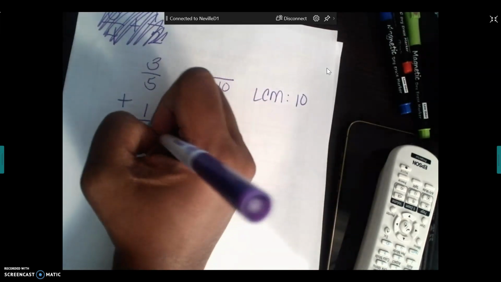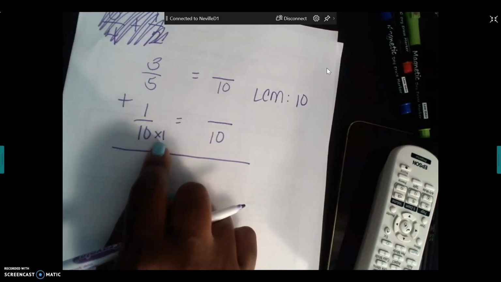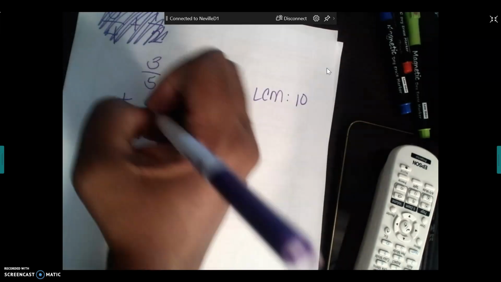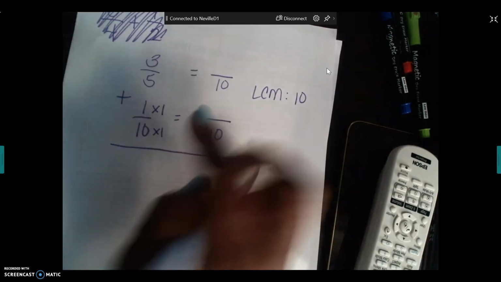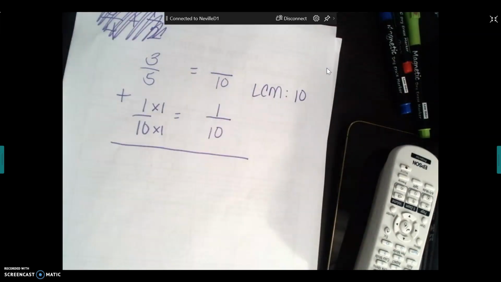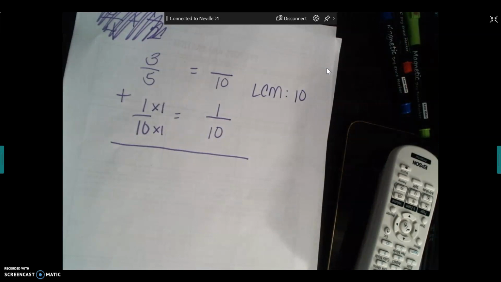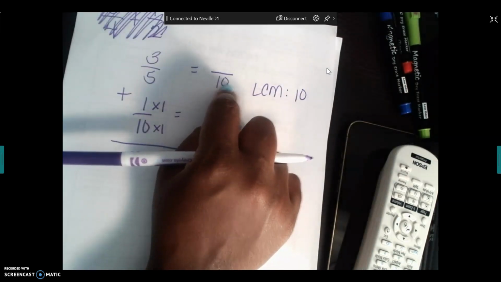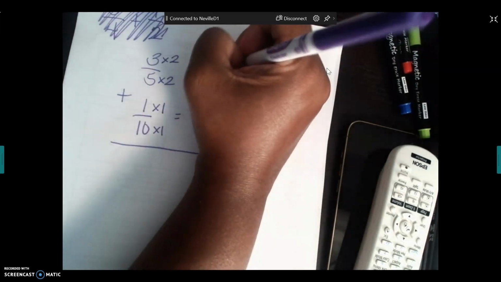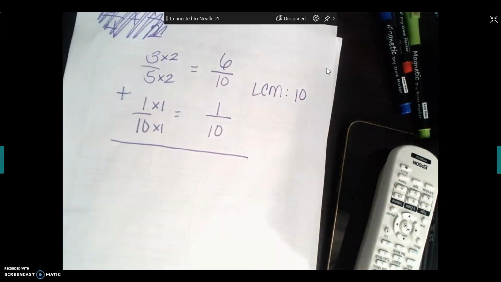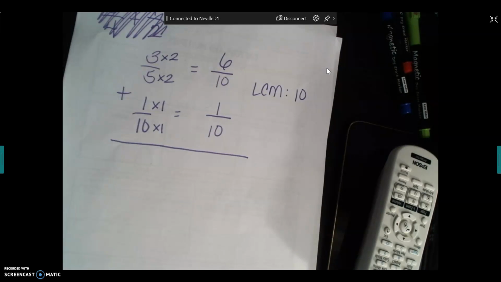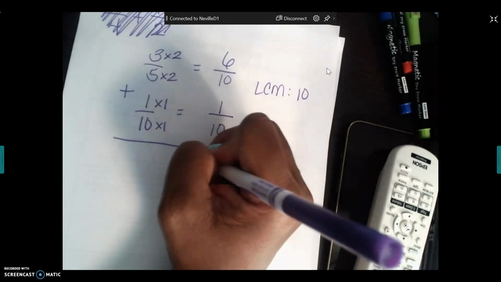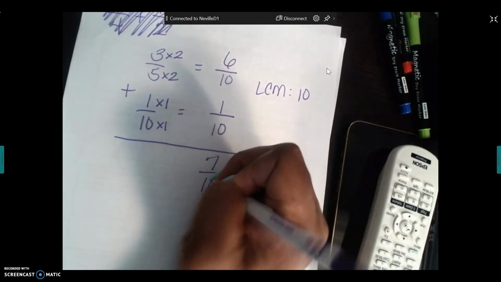10 times 1 here. Whatever I multiply by on the bottom, I also must multiply with on the top. So this one will stay as is. How did I get from 5 to 10, guys? I multiplied by 2. Whatever I multiply by on the bottom, I have to do it to the top. So now I'm looking at two like denominators. So that's an easy solve. What is the answer here? 7/10.